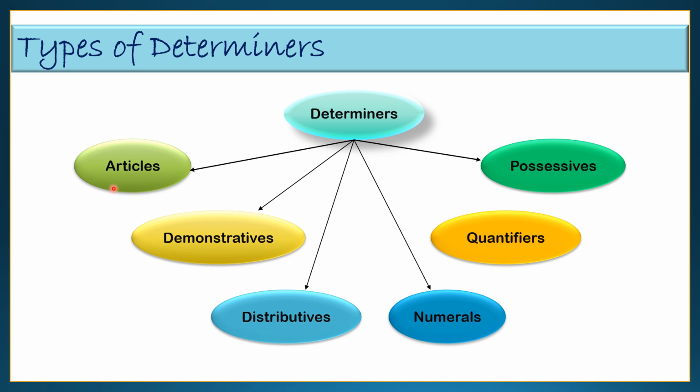Articles, which we have already seen in our previous videos, demonstratives, distributives, numerals, quantifiers, and possessives. We'll see articles, the first category of determiners. They are a and the.